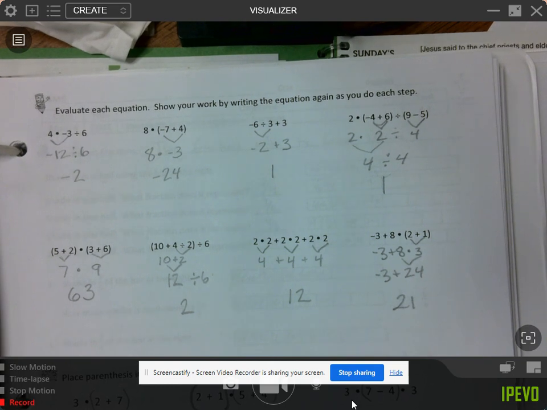-3 plus 8 times 2 plus 1. So the very last one? Yeah. So what's our first thing we're going to do in PERMDAS? Parentheses. So we have 2 plus 1, so we know that's a 3. Then remember, we want to bring down the rest of the equation. So we had -3 plus 8 times 3. So now what's our next level of PERMDAS that we're going to do, Callie? Exponents. Yeah, exponents, and there are no exponents or radicals.